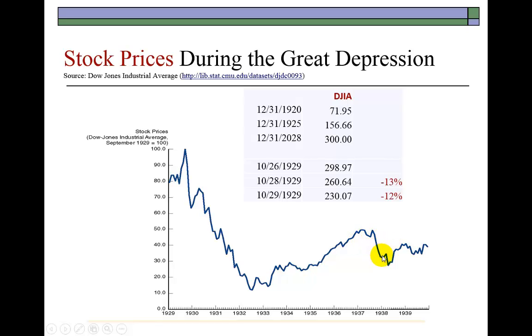And then we saw another collapse right here in 1938. So this is the period of the Great Depression. But I put this out here to give you a glimpse of what happened in the periods right before the crash occurred. You can see that from 1920 to 25, the market doubled. And then 3 years later, the market again doubled. And then you can see what happened on October 29th.